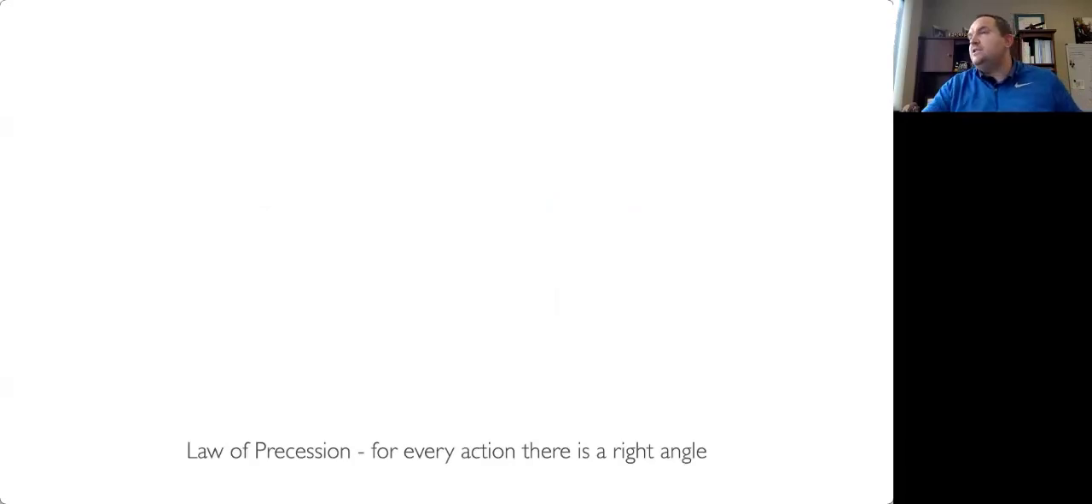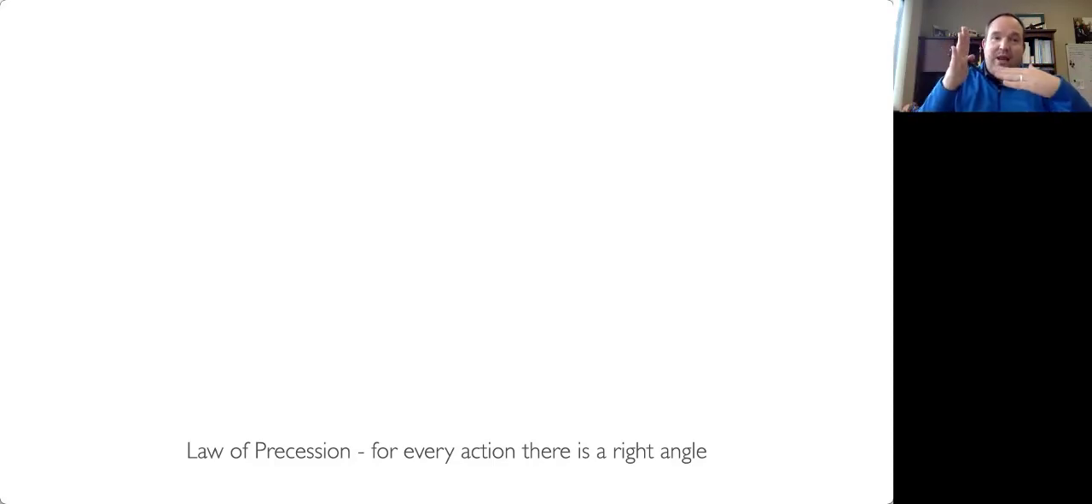Now, I want to teach you something that's a little bit more of a deep thought for you today. I know it's Friday and I apologize. You guys are like, oh, I've had enough school for this week. All right, but I'm going to teach you the law of precession. It's an actual law of physics, like there's a law of gravity. The law of precession states that for every action, there is a right angle. For instance, as the Earth orbits around the sun, we are in precession with that sun.